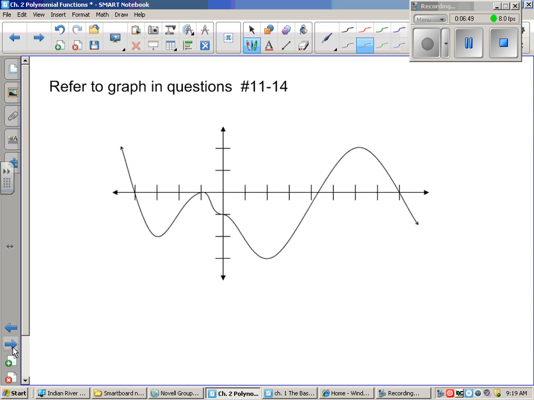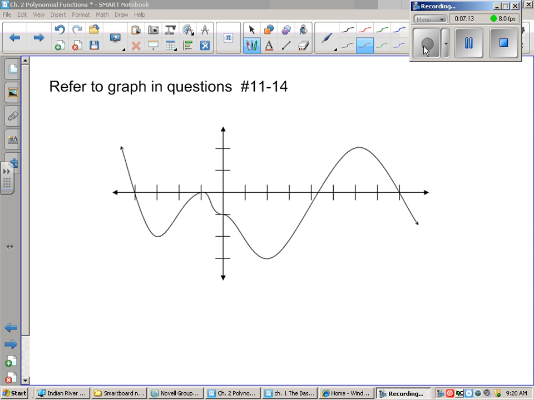Okay, so we're going to refer to this graph for some questions here, for questions 11 through 14. And so I want to go through some questions with you. As you notice, this was part of the packet, part of the homework, and it is in the packet, so hopefully you did just that. You have your packets with you. I'm actually going to do the homework with you here.